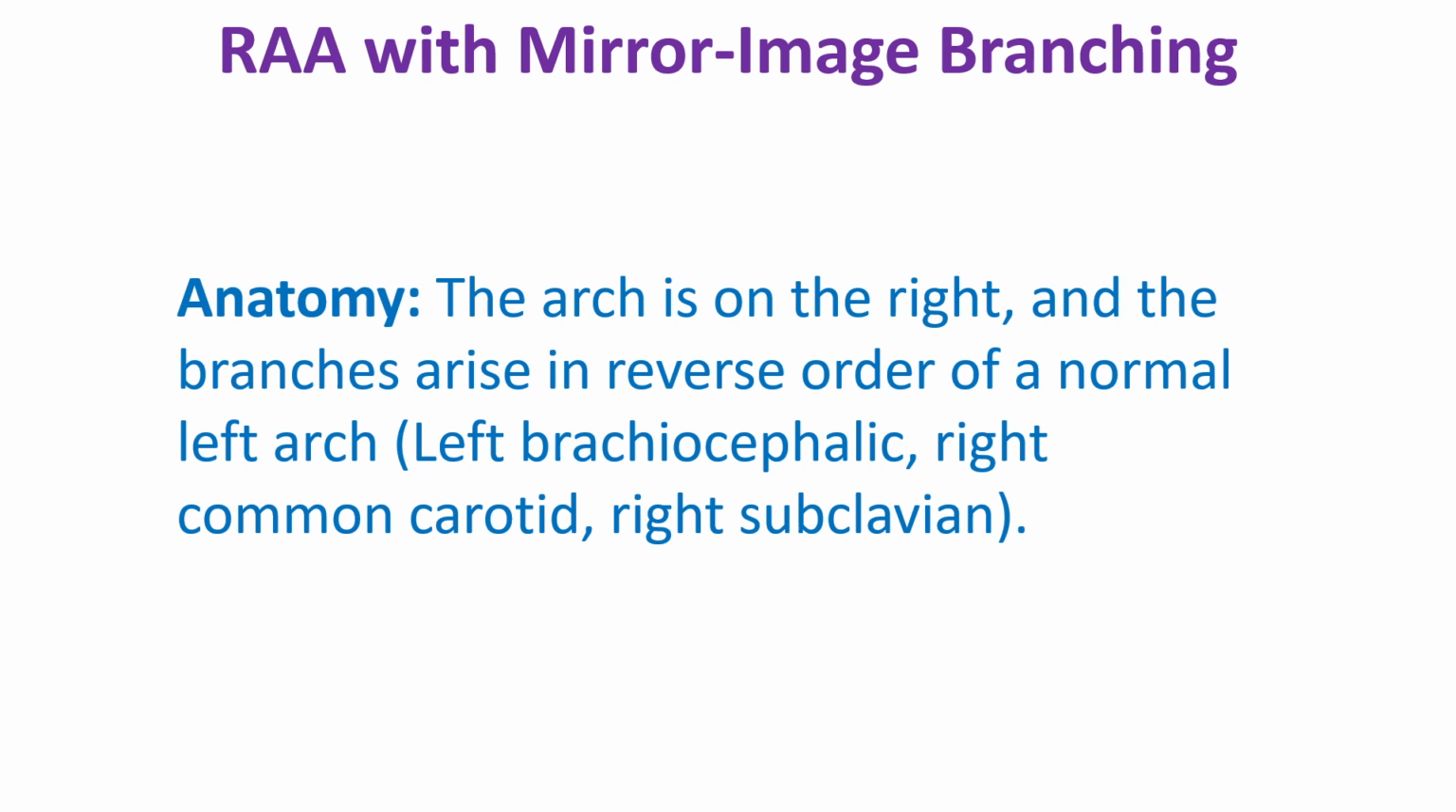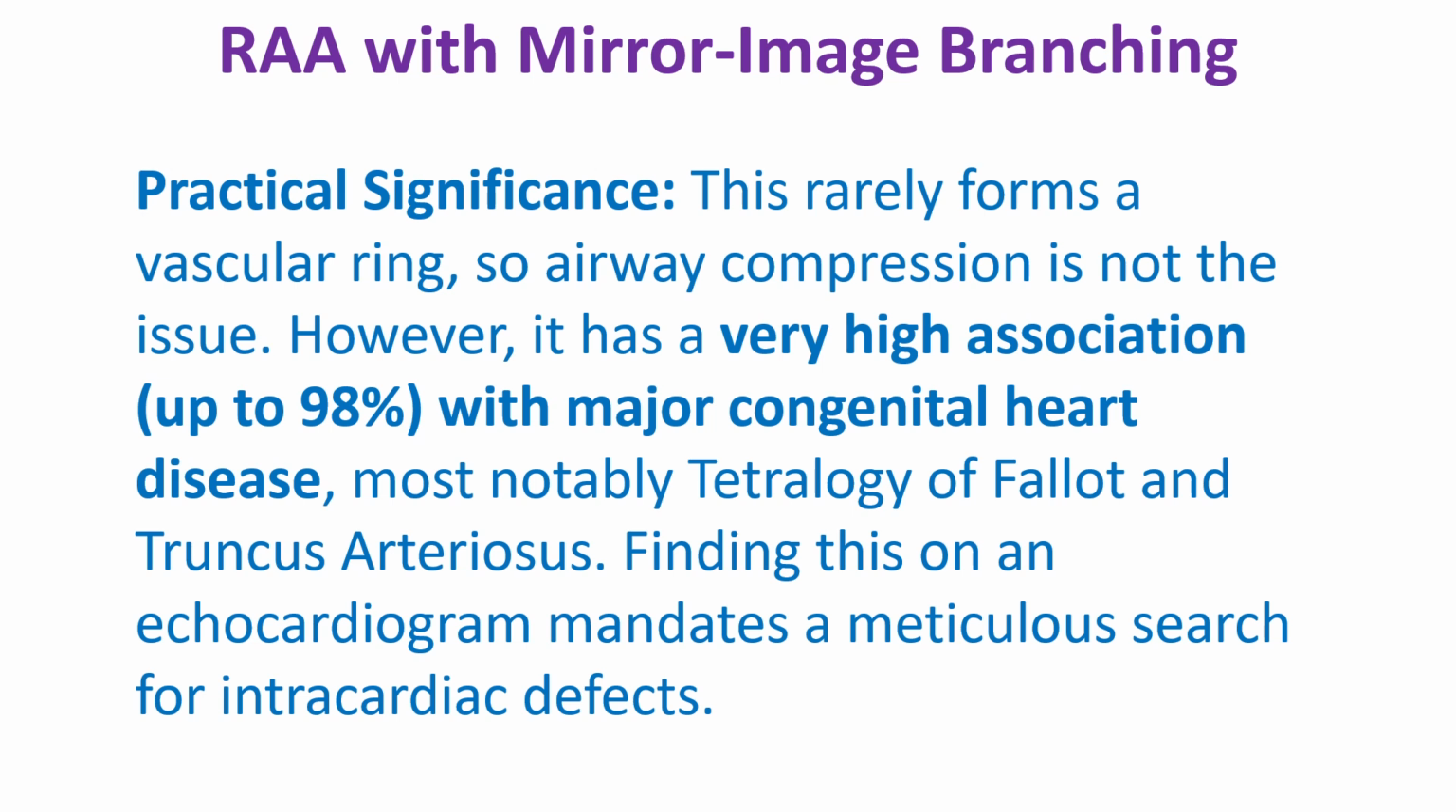Right aortic arch with mirror image branching. The arch is on the right and the branches arise in reverse order of a normal left arch: left brachiocephalic, right common carotid, right subclavian. This rarely forms a vascular ring, so airway compression is not the issue. However, it has a very high association, up to 98%, with major congenital heart disease, most notably tetralogy of Fallot and truncus arteriosus. Finding this on an echocardiogram mandates a meticulous search for intracardiac defects.